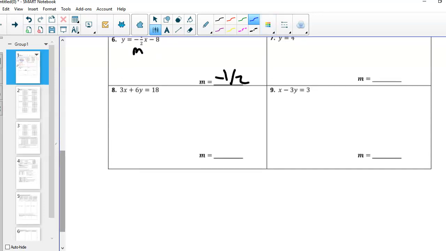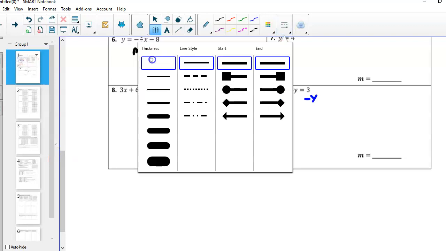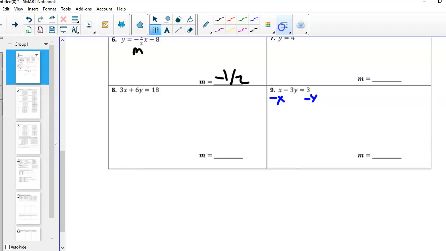Let's do 9 just because of that negative. So for each of these, we need to get this in slope-intercept form first before we can say our slope. So how do we get this in slope-intercept form? Get rid of the x by subtracting. Yes. Divide everything by -3.